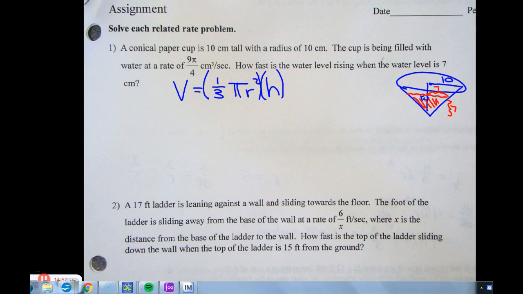Okay, so what can I do to get rid of r in that equation? Plug in what? No, because the r has to represent a variable, it's changing as time passes, so I can't just say it's 7 or it's 10. You just erase it and pretend the volume is 1/3 pi h.